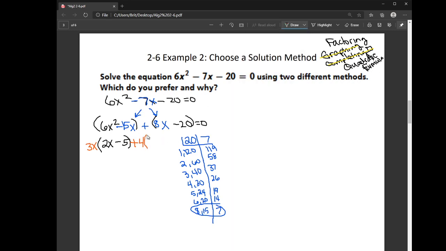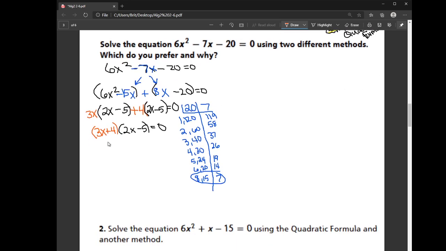So then we divide each of these terms by 4. So 8x divided by 4 is 2x, and negative 20 divided by 4 is negative 5. Remember, our goal is to have this matching set of parentheses, because that's what falls down as one of our factors. And then the stuff that we factored out turns into its own thing.